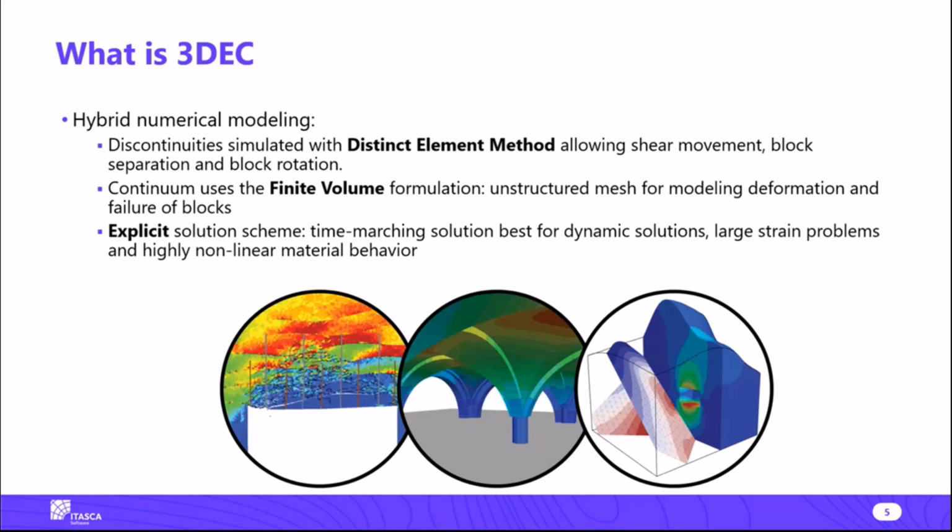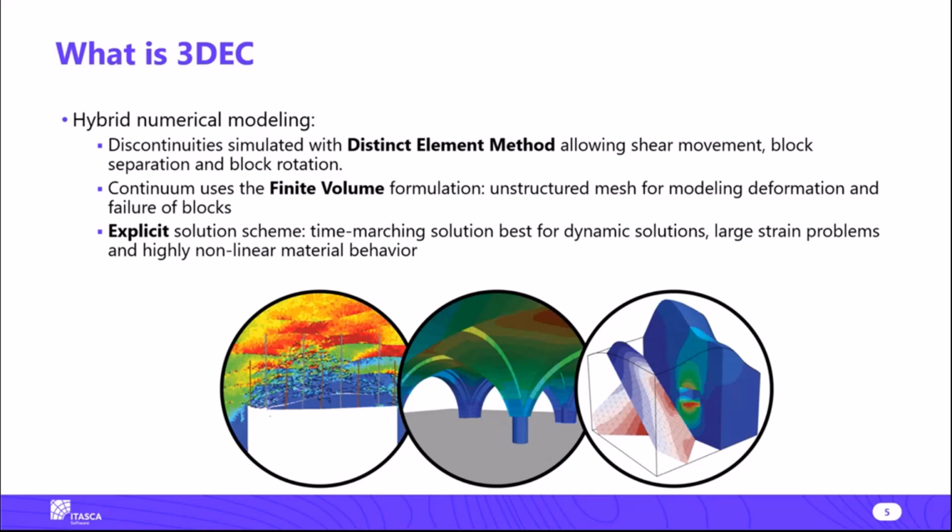And so even though it's got distinct element in the title, I think the acronym is 3D Distinct Element Code or something like that. But really, I prefer to call it a hybrid method because it uses the distinct element method to work out the contact behavior between the blocks. But the blocks themselves can be like continuum models. So it's really kind of a hybrid between a continuum and a discontinuum.